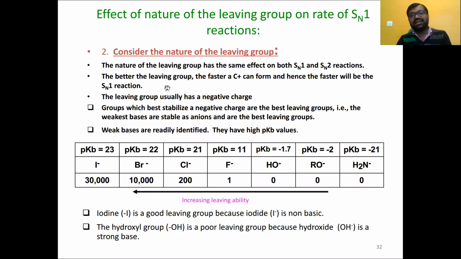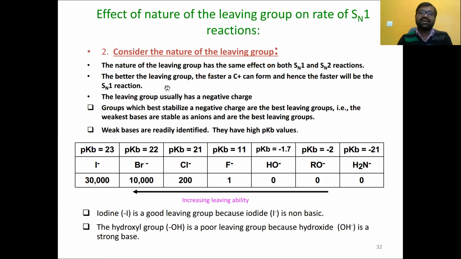So that the wife can leave her parents' home and stay with the husband. Leaving group के लिए भी ऐसा है. The same case which was applicable in SN2 is also applicable in SN1. After departure, if the leaving group is stable, it will be happy to leave the alkyl halide. If it is unstable, it will not be happy to leave the alkyl halide. It will go back to the alkyl halide. A reversible reaction is possible.